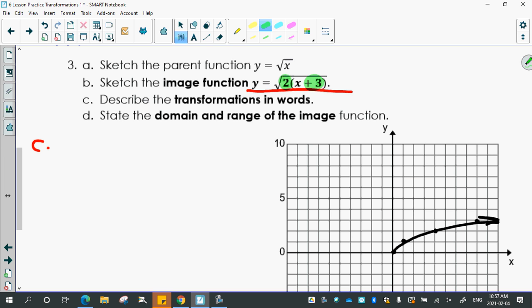Okay? So then I want to list out what these 2 transformations do. What does that 2 do? It's horizontal, so we know it's a horizontal something. Horizontal compression by a factor of 1/2.